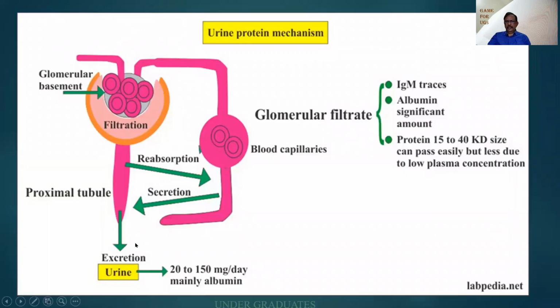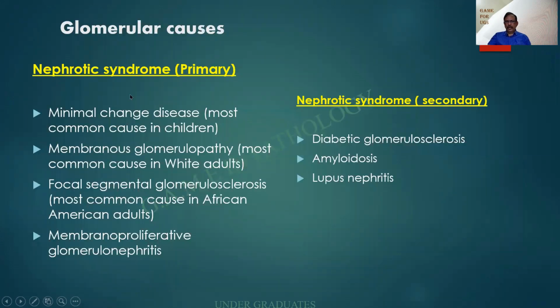So the beautiful one, I would like you people to again recollect: what is the glomerulus doing? What is the tubule doing? What is the reabsorption? How is it going back to the blood? And what is the glomerular filtrate, which is the albumin mainly. The glomerular causes, nephrotic syndrome is the main one. All the components of nephrotic syndrome you should mention. There can be secondary nephrotic syndrome in a case of diabetes, amyloidosis, SLE. So these causes you people will have to memorize, rattle off in no time.